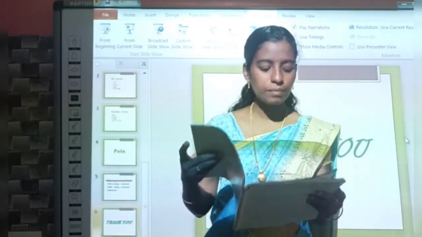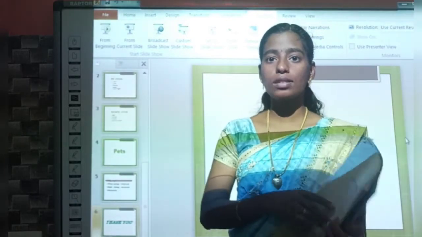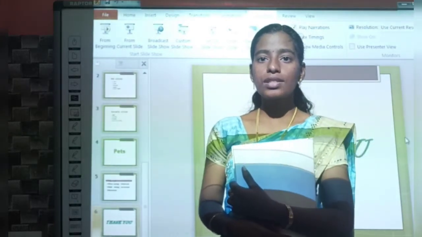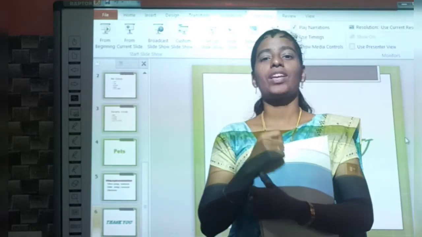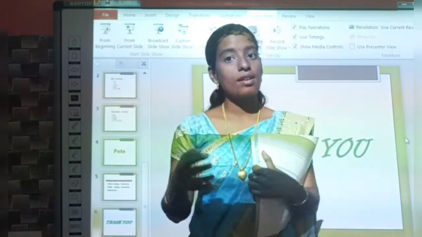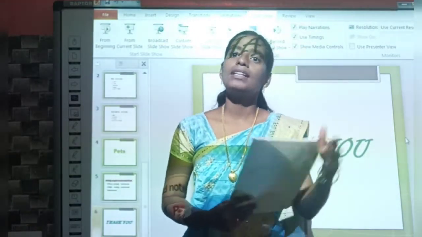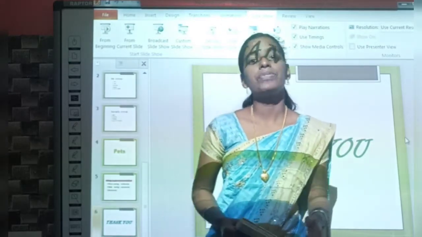Then one more thing, the sounds of the animal. You know how this dog sounds? Dog says bow bow, right? Like this, all the animals have their own sounds. The sounds are produced by different animals. You can see in the next class.